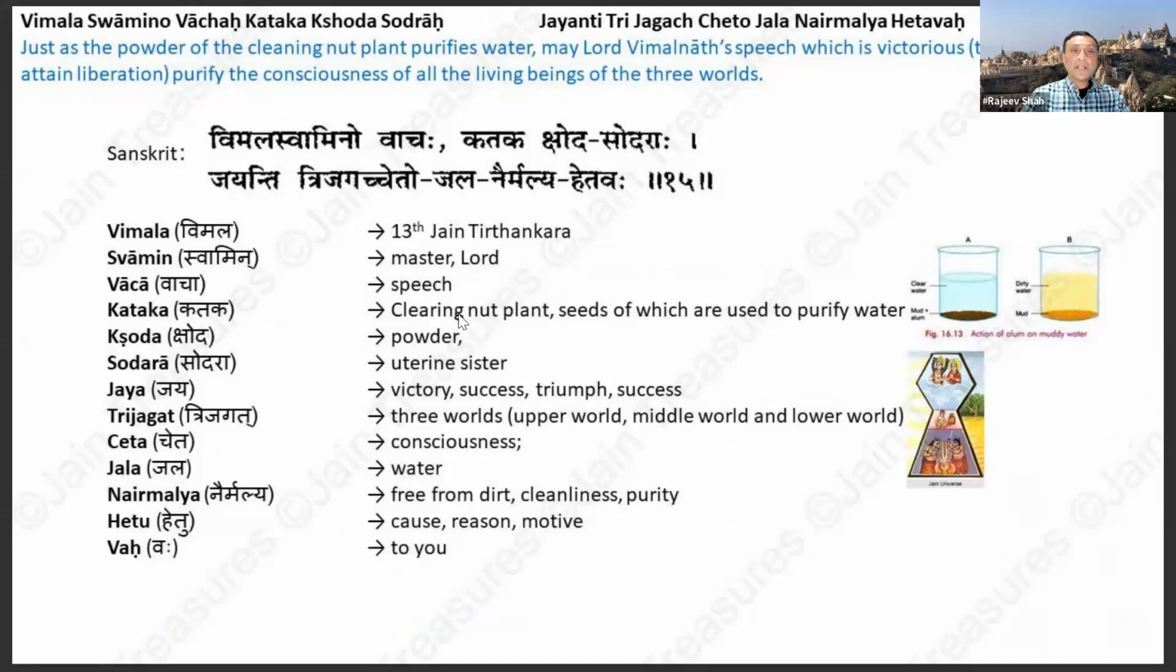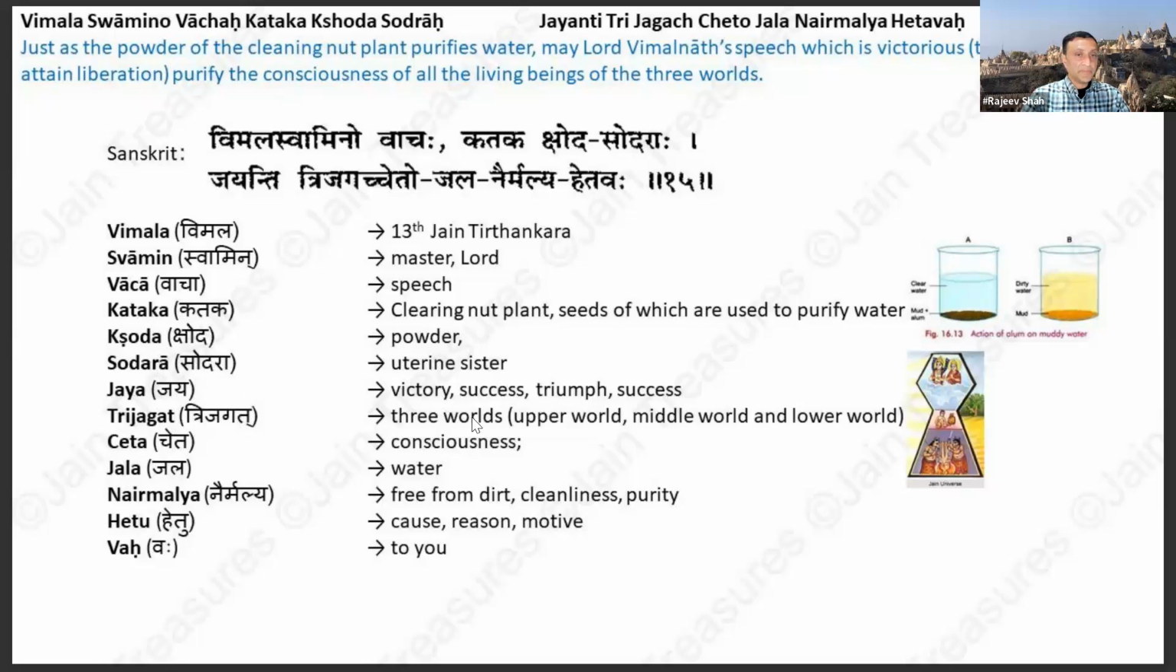Katak, clear nut plant, seeds of which are used to purify water. So it's almost like an alum. When you put dirty water and then put this alum in, it actually purifies the water. So that's called katak. Shodh, powder. Sodara means uterine sister. Jaya means victory.